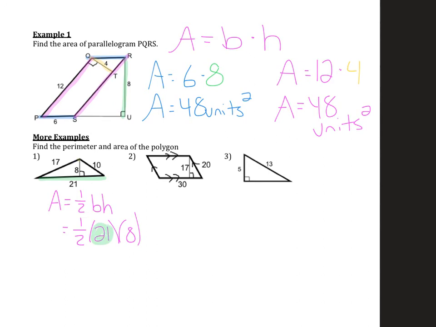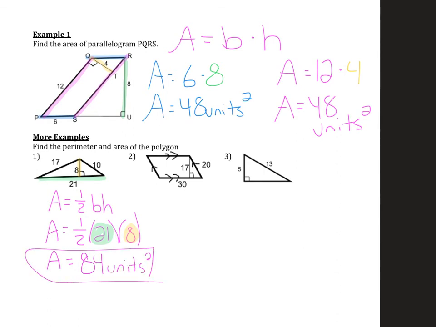And my height then is a perpendicular distance, would be 8. The only perpendicular distance you're given here is 8. So really our only option in this triangle would be to have the base of 21 and the height of 8. So if we go ahead and multiply all that out, half of 8 is 4. 4 times 21 is 84 units squared.